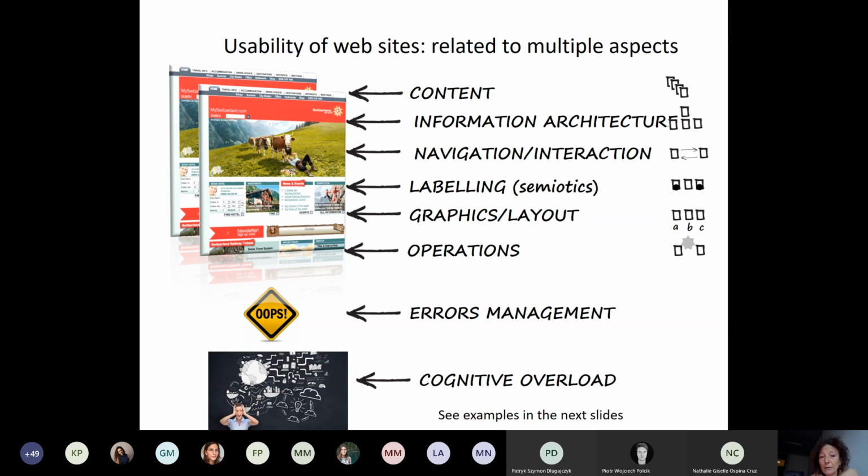We also mentioned last time that the usability of a website is related to multiple aspects. It's related to content, how the content is organized, or information architecture, the way navigation and interaction is made available to the user, the labels, the semiotics of the functionality, such as links, the graphic layout, which was the subject of yesterday's lesson by Julia, the operations, the way user errors are managed, and also in general, the cognitive overload.